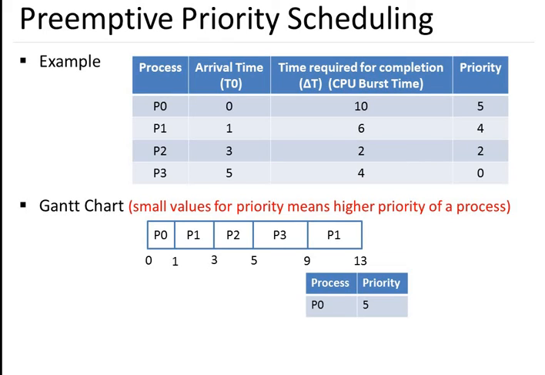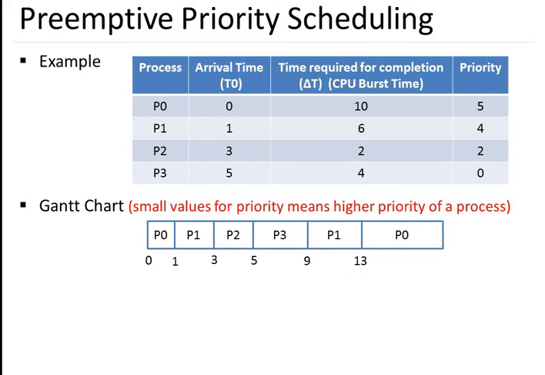Now comes process P0. How much did process P0 require? 10, but an initial 1 unit of CPU burst time it has already executed. That's why it is just 13 to 22. That means a total of 9 units, because 1 unit is already executed at the starting. So that is the Gantt chart of the preemptive priority scheduling.